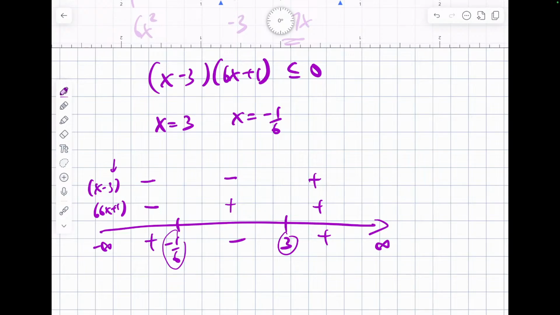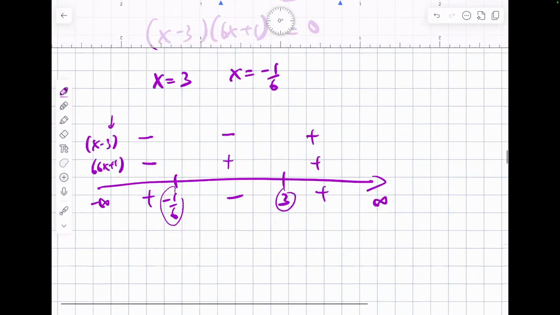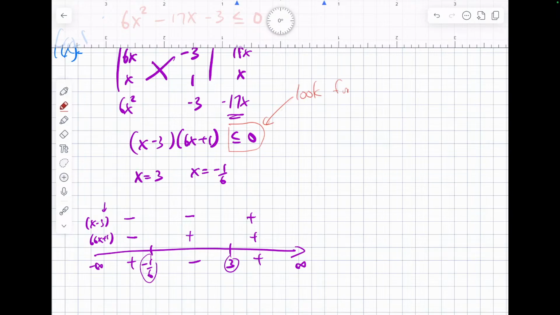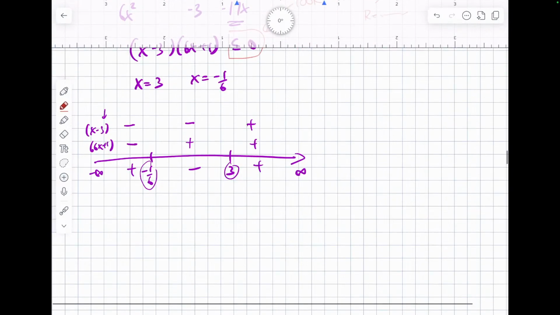Do you understand now? Okay. So now I'm going to go back to answer the question. Well, what is the question? The problem is you guys don't know what the question is. This is the question. Less than 0 means you write it down, look for the negative region. So what is the negative region? Well, the answer is negative 1 over 6 and 3.